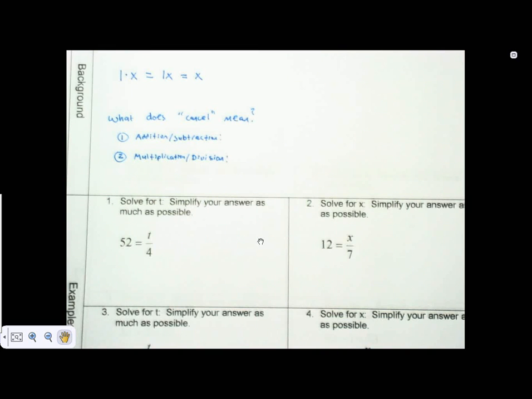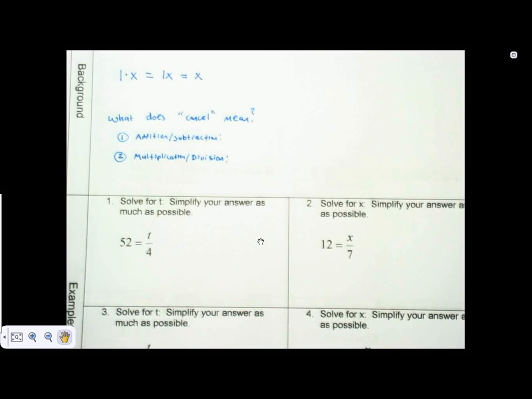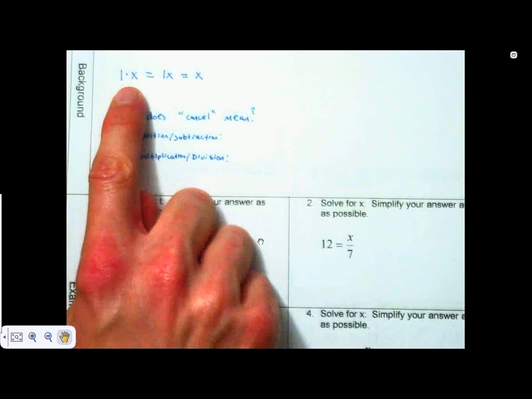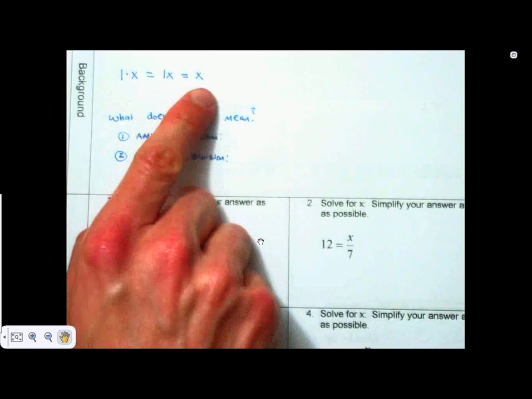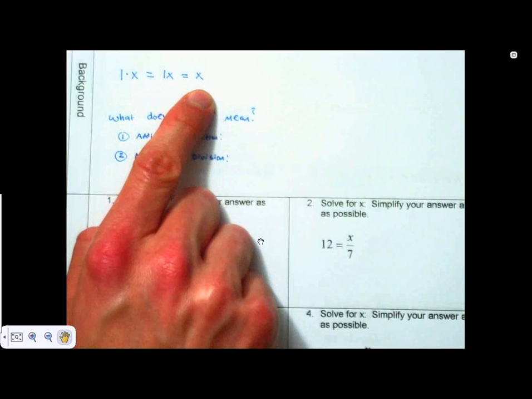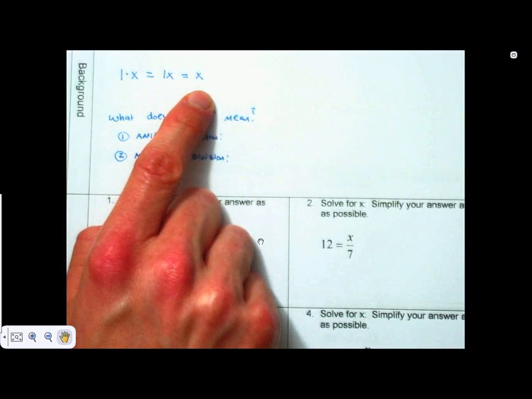Welcome. In this video, we'll be discussing how to use the multiplication property of equality to solve some equations. So the first thing I want you to realize is there are many ways to write x. And you're going to see each of these ways as you solve more and more equations.